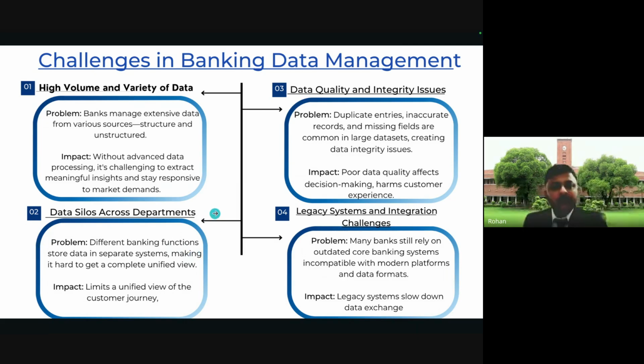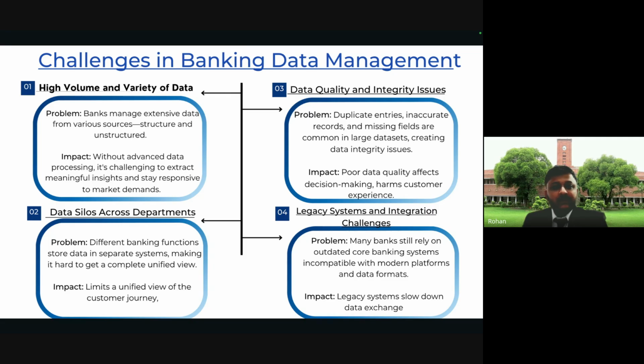Okay, so in this slide, I'm going to discuss the challenges faced by the banking sector in managing data. Here are certain four problems along with their impacts. I will discuss them one by one. The first problem is that banking sectors are dealing with a huge chunk of data sets of transactions made by a particular customer. This data can be structured or unstructured, as we all know, and the impact is that without advanced data processing, it can be difficult for the banking sector to extract meaningful conclusions or make a decision on a particular data set.